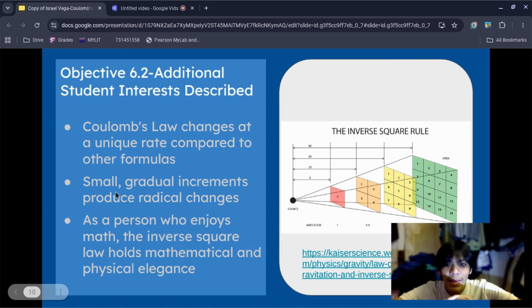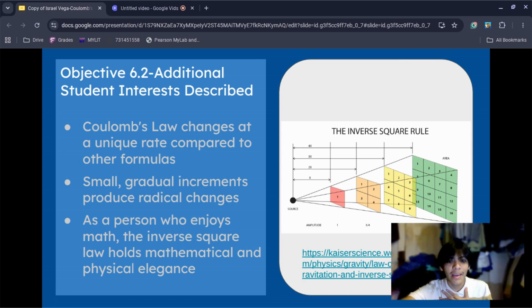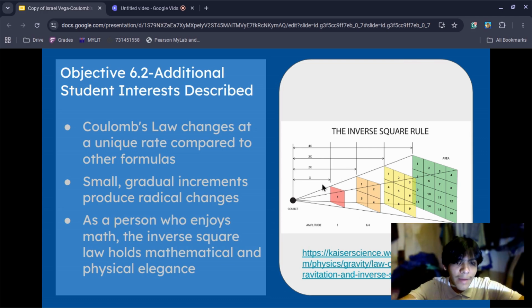And so it kind of shows that small gradual increments produce radical changes. And as a person who likes math myself, I think this holds mathematical and physical elegance. And this graphic right here kind of shows the elegance because it shows that as you increase it, the distance grows rapidly. This graphic itself kind of shows that it grows fast. And even in Coulomb's formula, you can see in the denominator, if you rearrange it enough, the denominator of the equation is actually the surface area of a sphere, which is really nice.